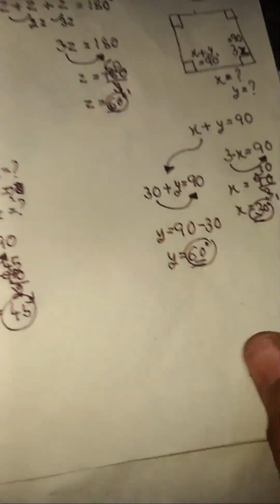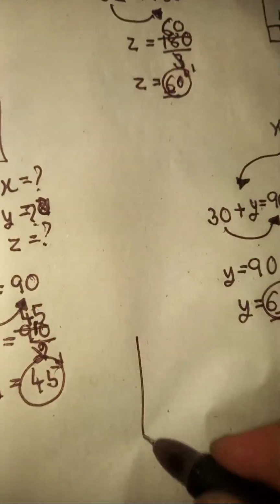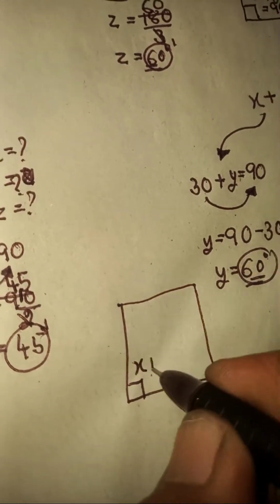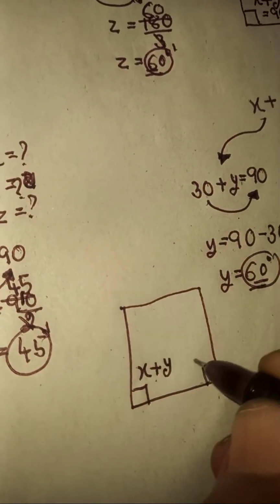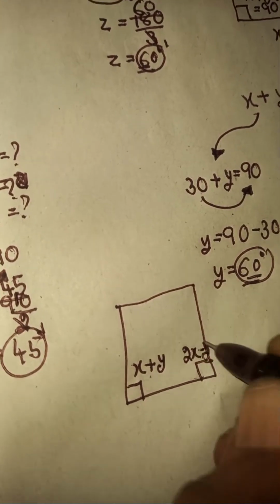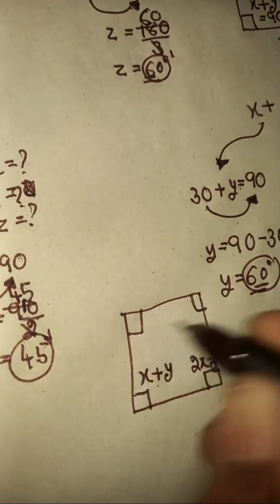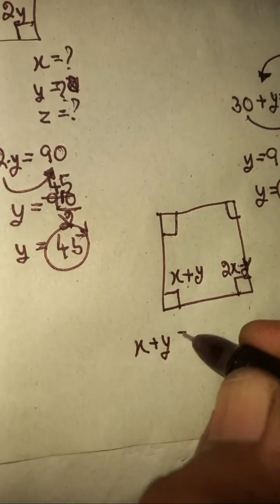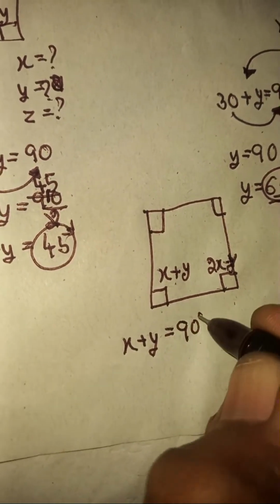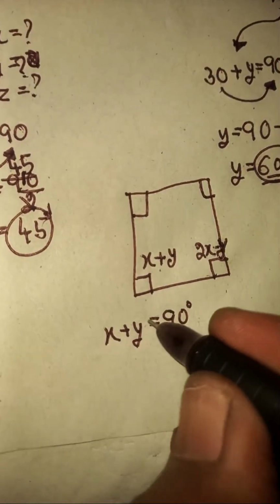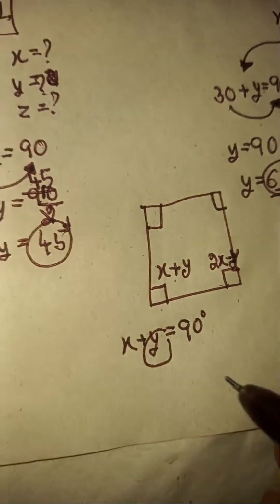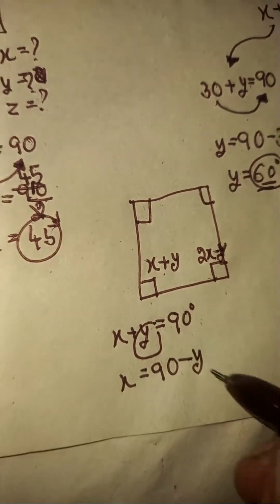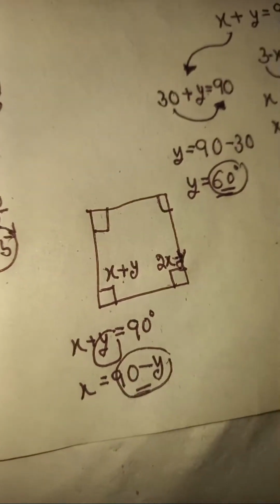Let's take the last problem of squares. In this square they have given this angle as x plus y and this angle as 2x minus y. All angles are equal to 90 degrees, so x plus y also becomes equal to 90 degrees. Now you can write x in terms of y. Send that y to that side. Plus y becomes minus y. That is, 90 minus y is the value of x.